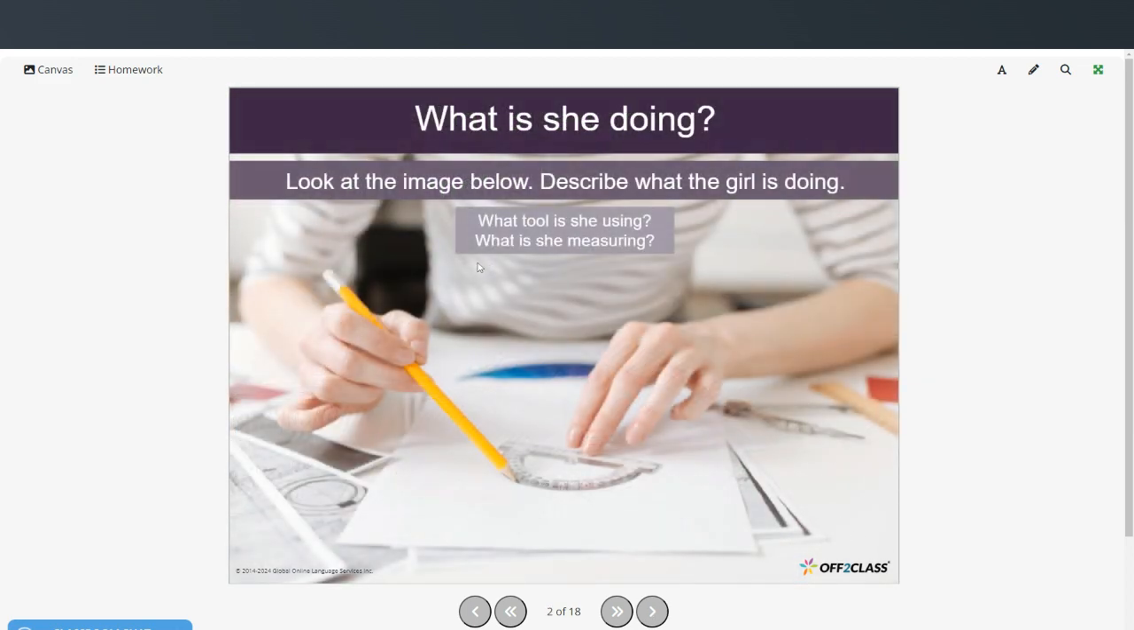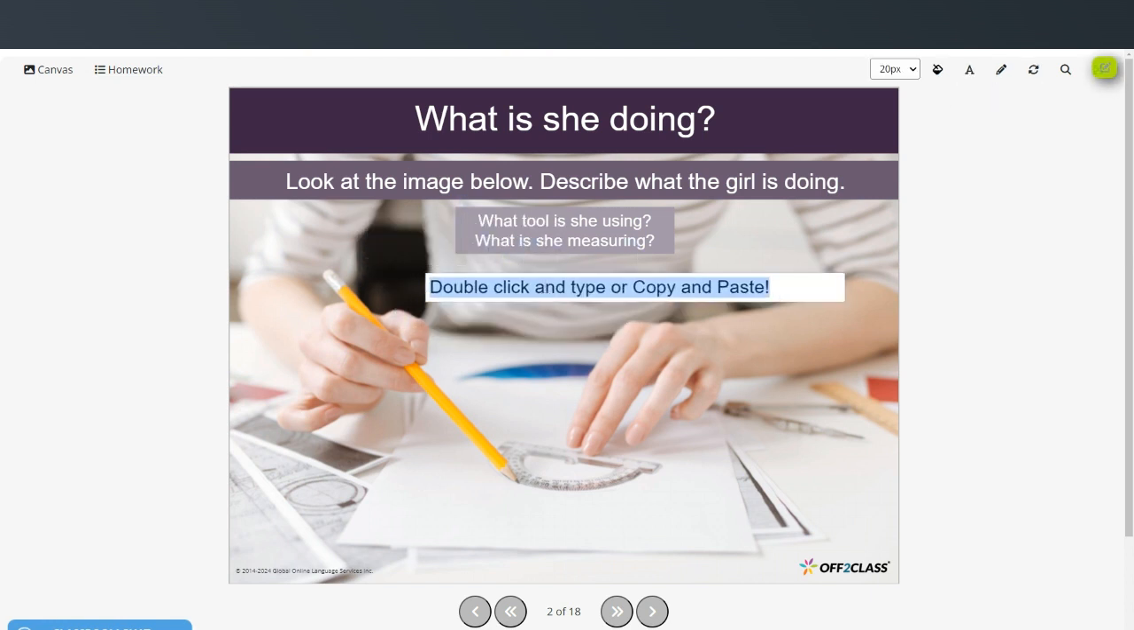This is a B1 level math video, and today we're going to be talking about lines and angles. So look at the image below and describe what the girl is doing. What tool is she using and what is she measuring? Well, this tool is called a protractor. So she's using a protractor, and she is measuring angles.